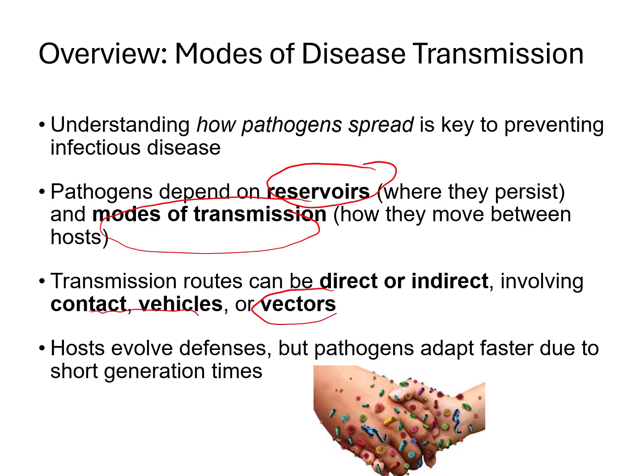And vectors, for instance, these are animals, usually some kind of insect or tick, that carries and transmits a pathogen to humans. And remember generation time, we learned this a while ago, that's the average time it takes for a population to reproduce and for a new generation to emerge. So because pathogens reproduce much faster than we do, they adapt quickly to new environments.